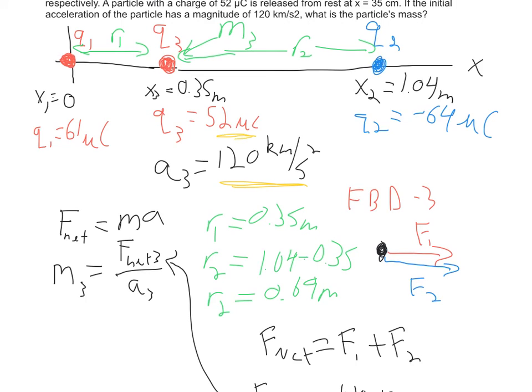We have microcoulombs, so we need to multiply that by 10 to the negative 6th to get to coulombs, and I already changed our centimeters into meters. So check your units, plug in, and you should be able to get a box-worthy mass for your particle.